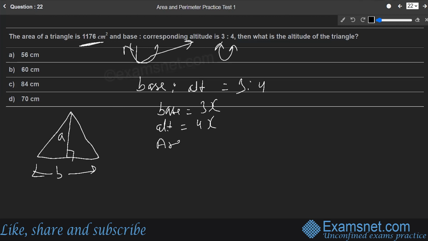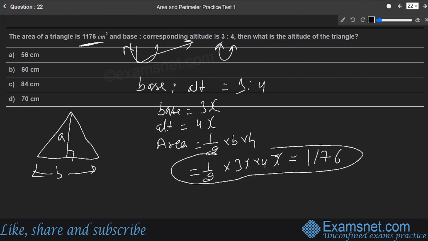The area of a triangle is always given by half of base into height. So this is half of 3x into 4x, and this area is given as 1176 already. So we are supposed to solve this expression. If we solve this, we get x square is equal to 196, which gives us the x value as simply 14. So the x factor is 14 centimeter.